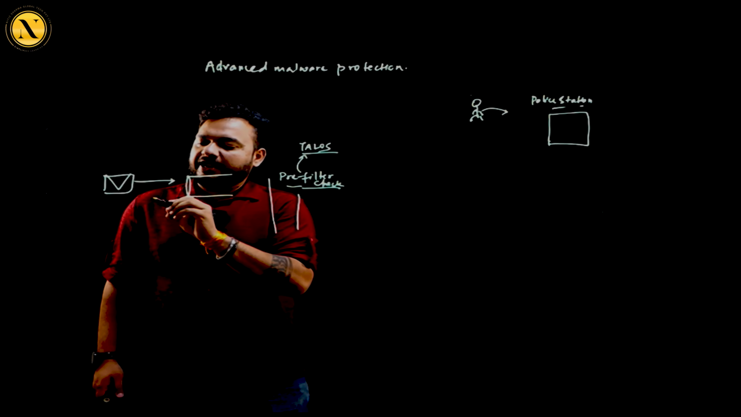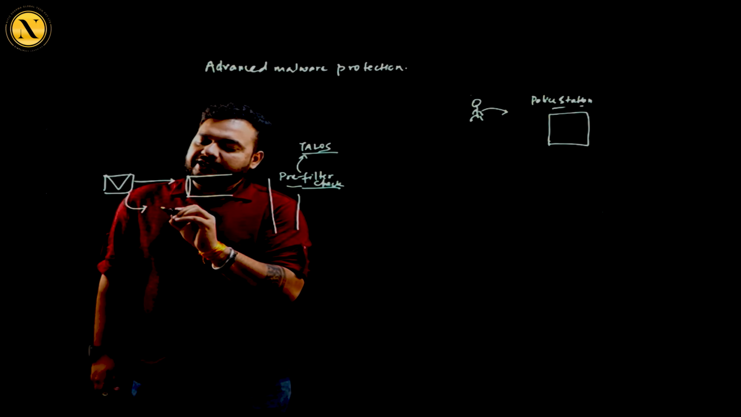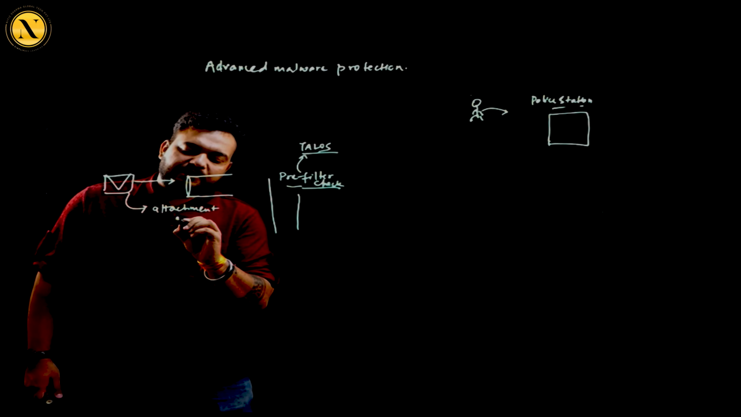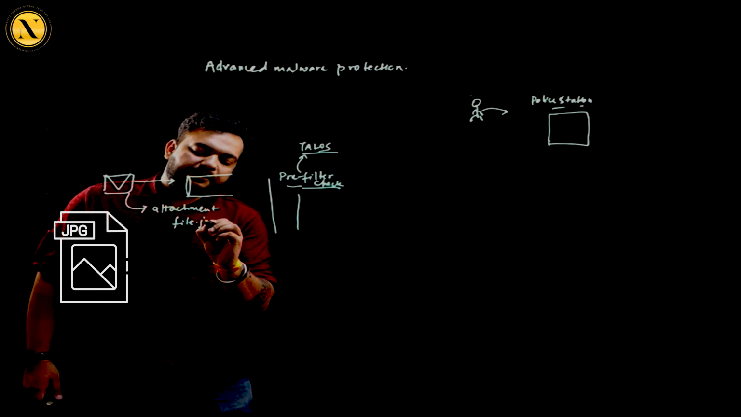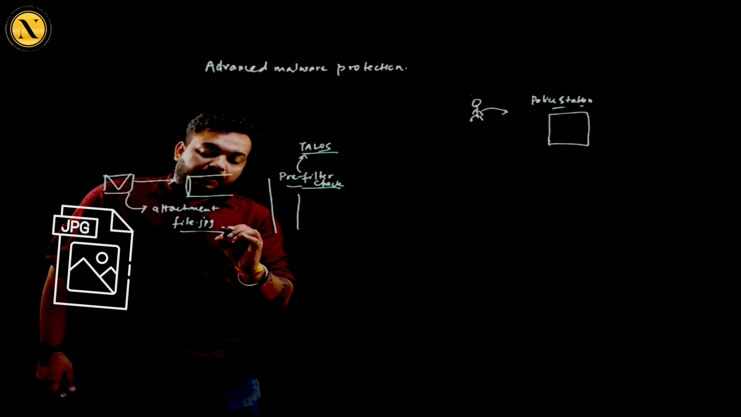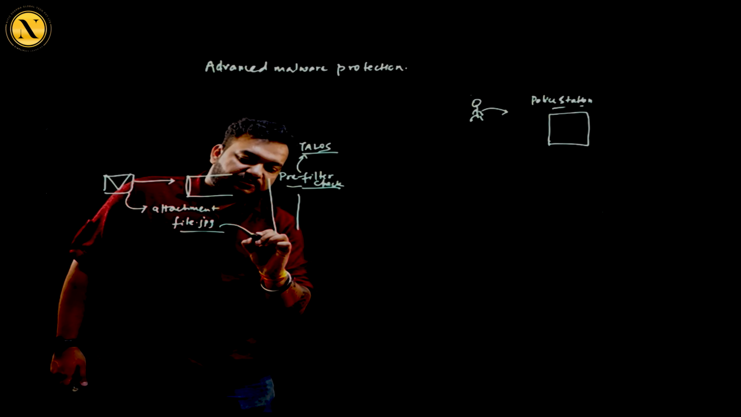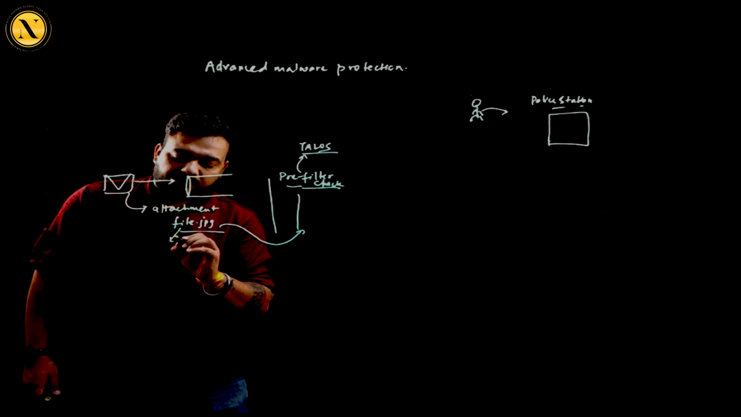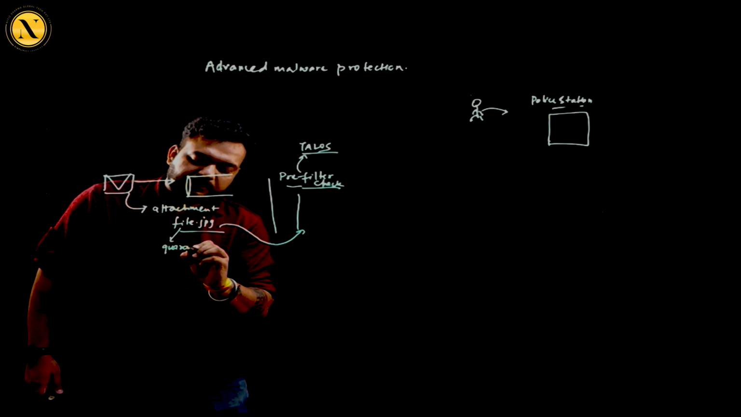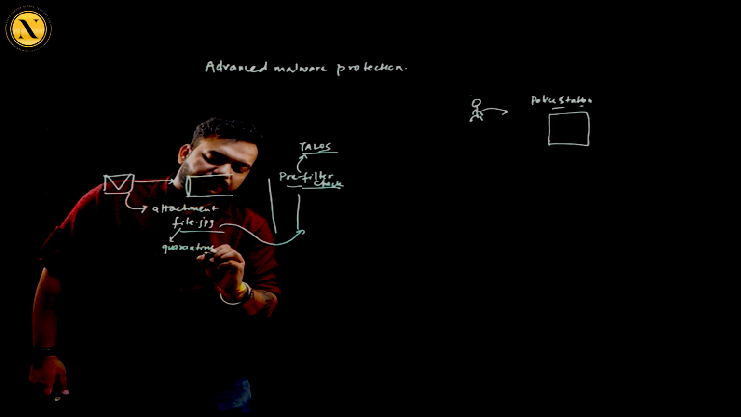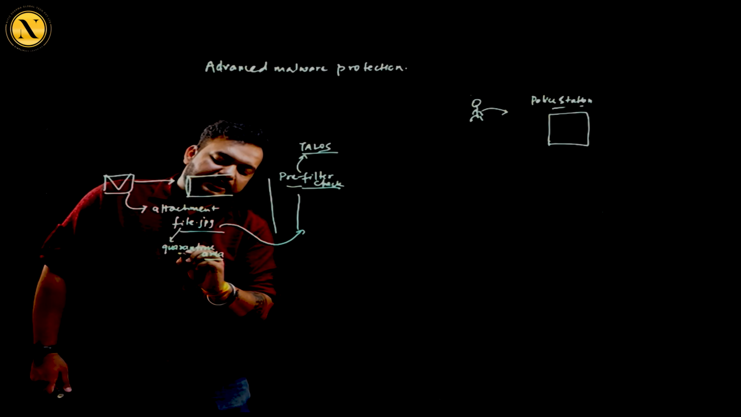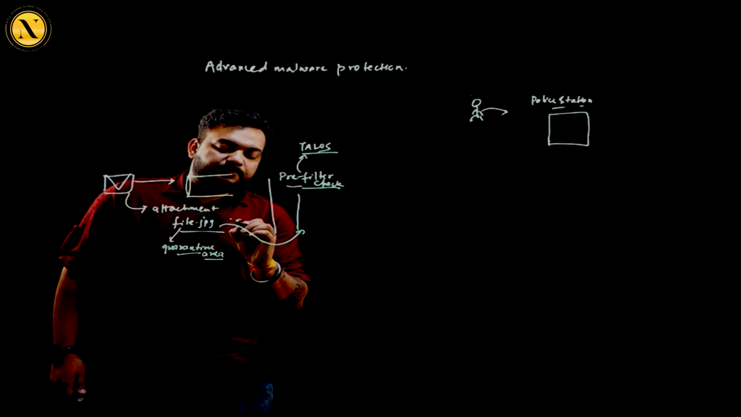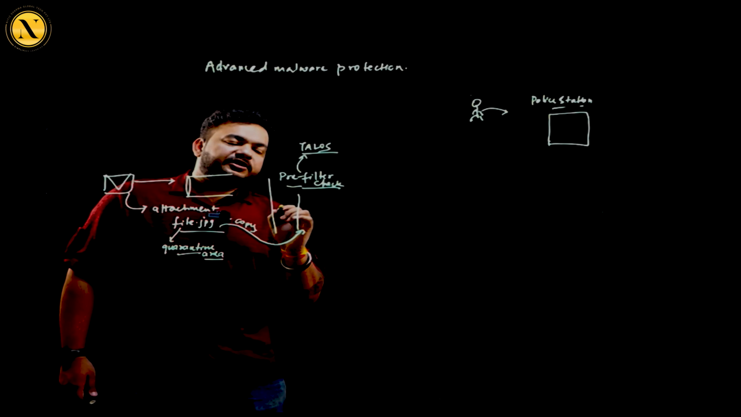Whenever an email arrives, and let's say this email contains an attachment, for example file.jpg, a copy of that attachment will go into the pre-filter check. The main attachment will go into the quarantine area. So till the time I don't find a solution for that malware, I'll keep it in a quarantine area, in a safe zone. And the copy of that attachment will travel towards the pre-filter check.